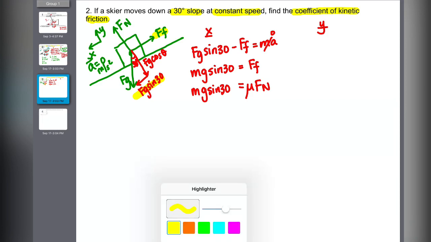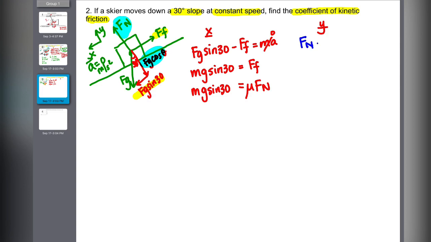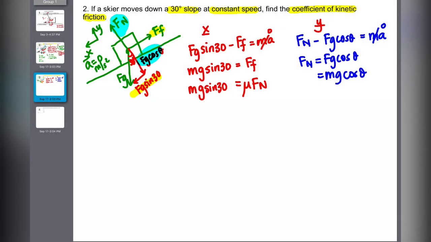Then let's figure out the Y along the Y direction. So how many forces are going along Y? Let's change color. So I've got FN going up, FG cos theta going down. So up minus down equals MA. A is 0, right? No acceleration along Y. So FN is FG cos theta.